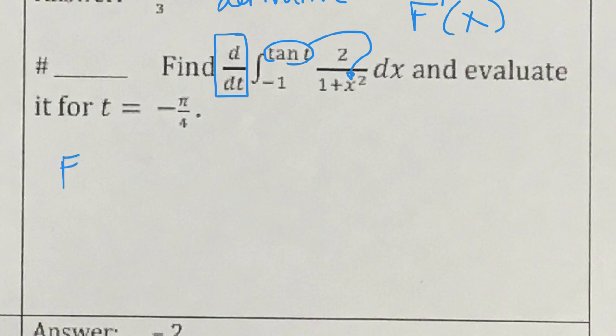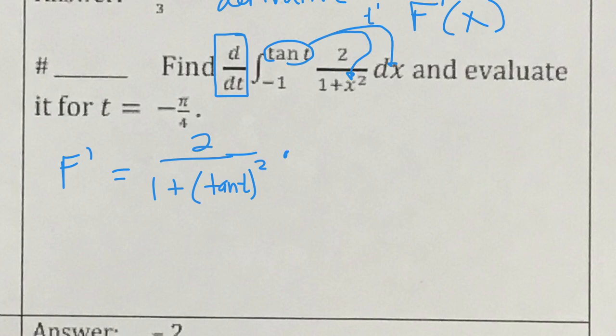So we're going to call this f prime equals 2 over 1 plus tan squared times the derivative of tan, right? We'll always have to multiply it by the derivative. And the derivative of tan is secant squared. I guess our variable is t. Okay, so when we're taking the derivative of an integral, you no longer get an integral, you get a straight up equation. Okay, so now we're going to replace t with negative pi over 4.